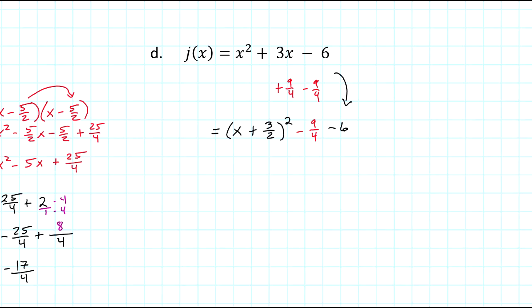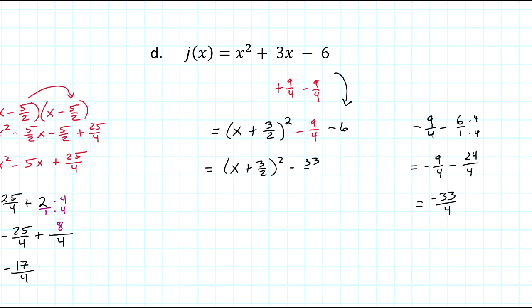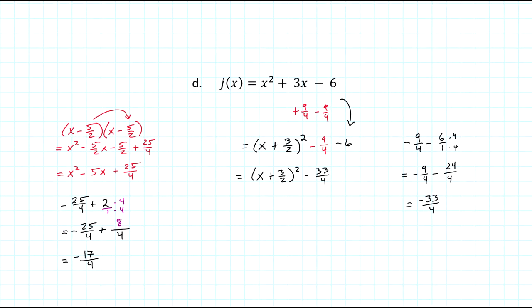And then if I want to add the minus 9 fourths and then minus 6, 6 over 1, this is negative 9 over 4 minus something over 4. I need to go times 4, top and bottom, that's 24. Negative 9 minus 24, that's negative 33 over 4. Cool. So we can plug that in. We get x plus 3 halves, quantity squared, minus 33 over 4. And we're good. That's it. That's now in vertex form, which was our goal.